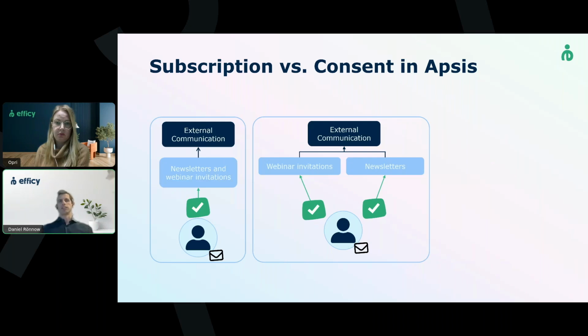But there are different types of consent as well, right? What we're talking about now is explicit consent. There's also something we call implicit consent.